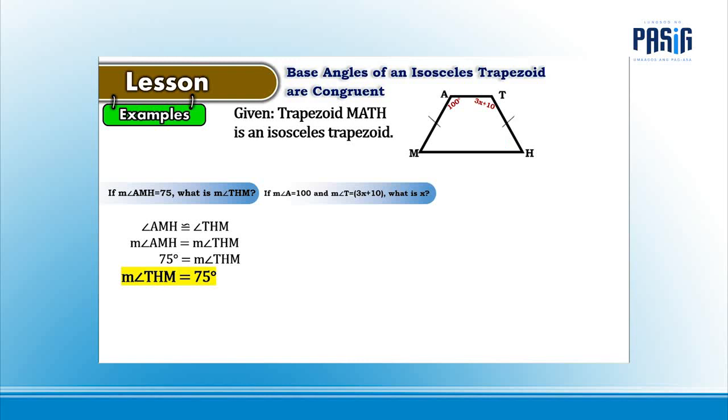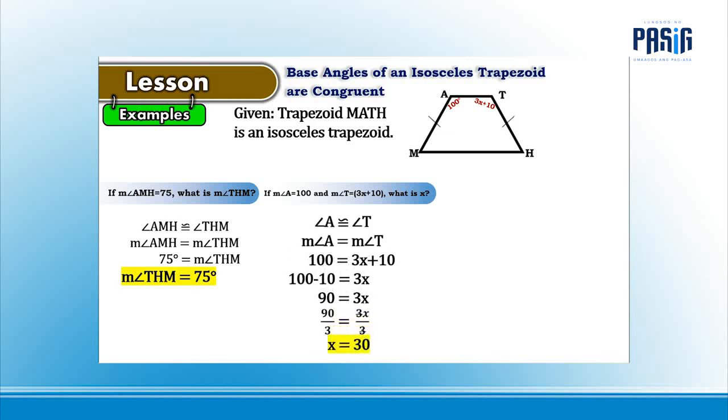Number 2, if measurement of angle A is equal to 100 and measurement of angle D is equal to 3x plus 10, what is x? Measurement of angle A is equal to measurement of angle D. Thus, 100 is equal to 3x plus 10. Simplifying this equation further, we can obtain the final answer, which is x is equal to 30.